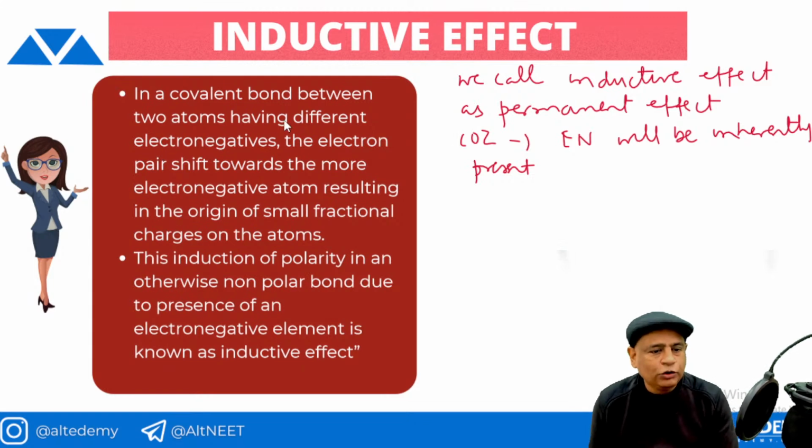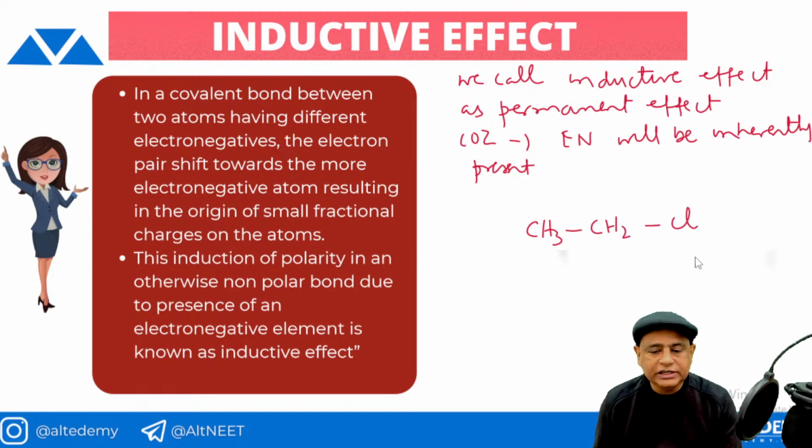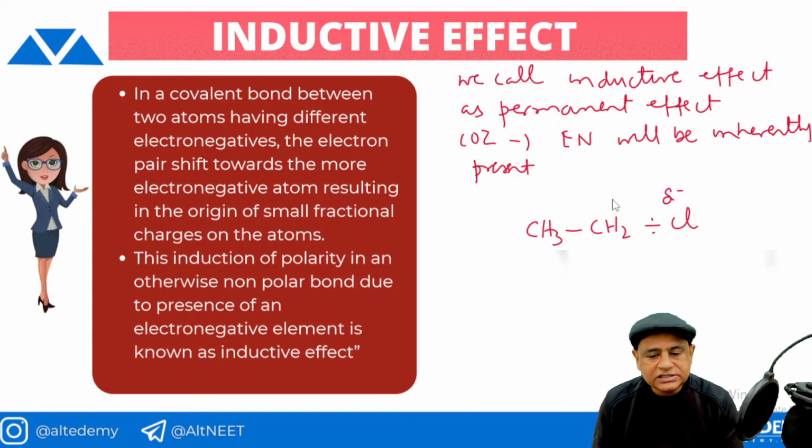So the same thing has been written: in a covalent bond between two atoms having different electronegativities, the electron pair shifts towards the more electronegative atom, resulting in the origin of small fractional charges on the atoms. Let us suppose we are taking a compound CH3CH2Cl. And if we understand that chlorine is more electronegative than CH2, then this bond pair will be slightly shifted towards chlorine. That means it will be creating a delta negative charge on this chlorine. And the same magnitude of delta plus will be at this place.